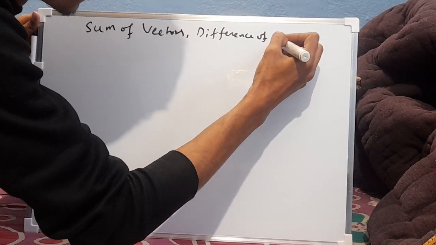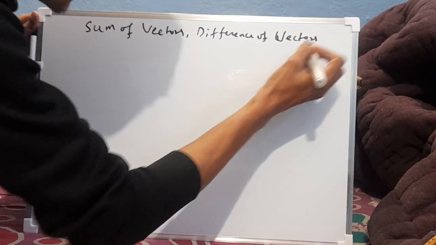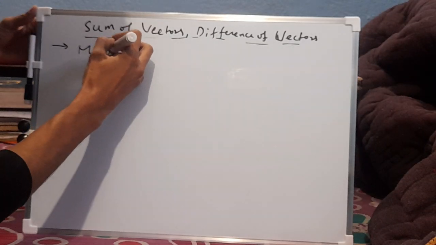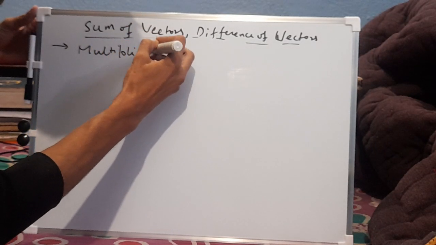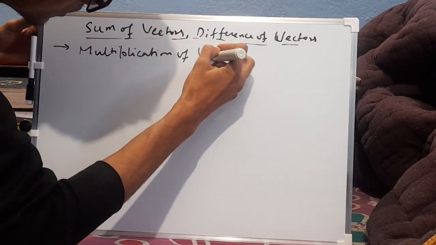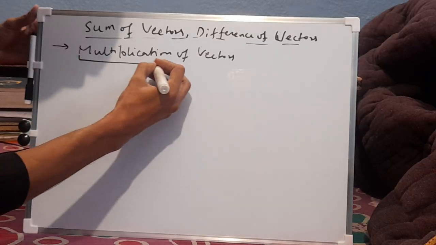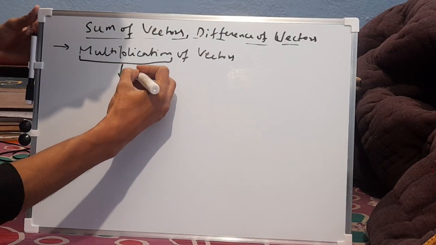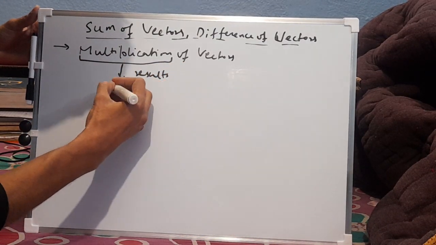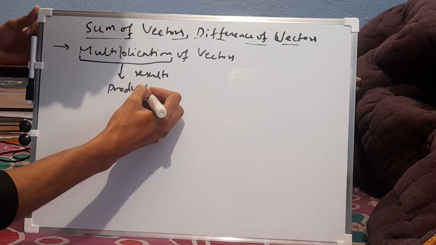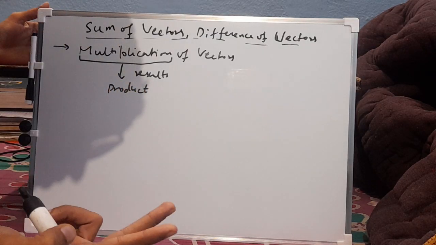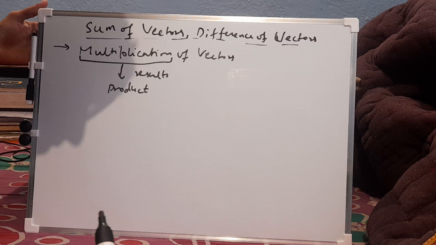But algebra is not only about sum and difference, it's more than that. So in this video, we will talk about multiplication of vectors. Also we know that the result of multiplication, I mean the outcome, is a product. Multiplication of vectors results in a product, and there are two types of product in case of vectors.